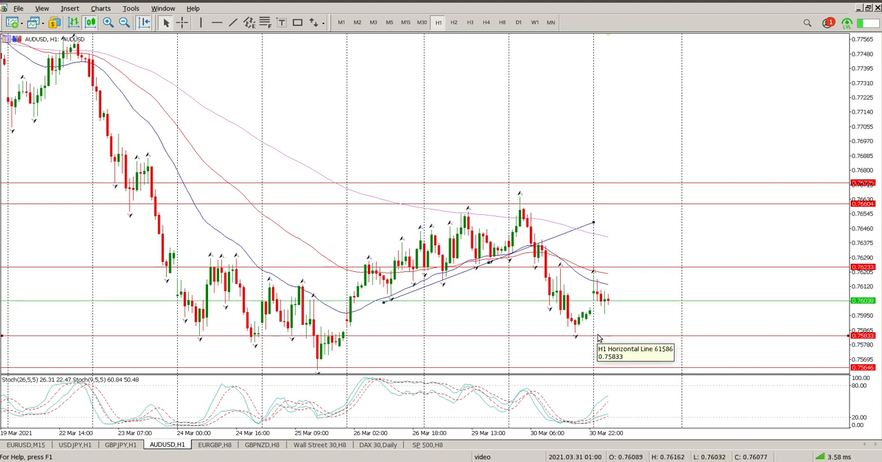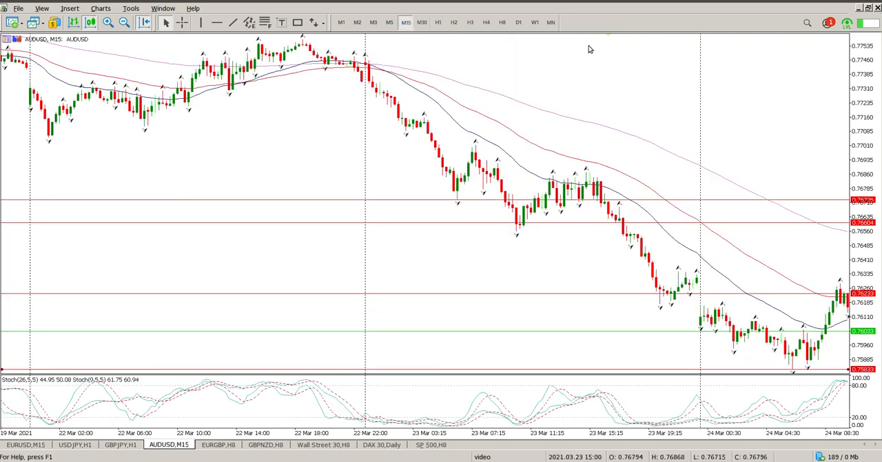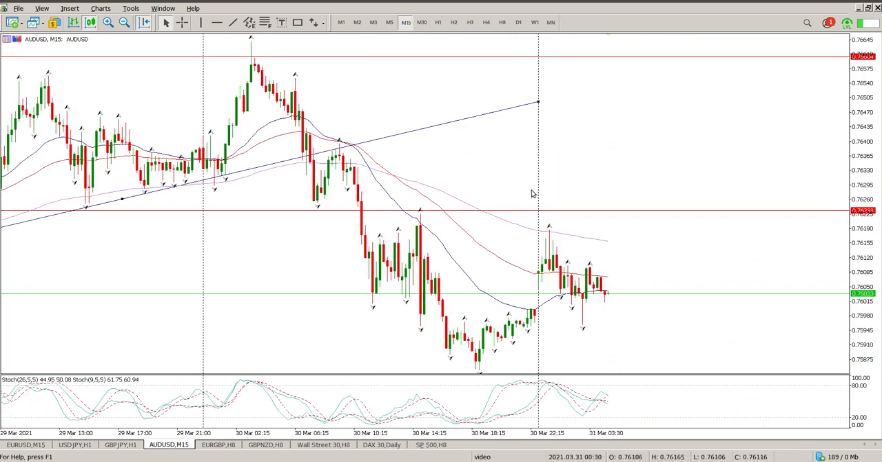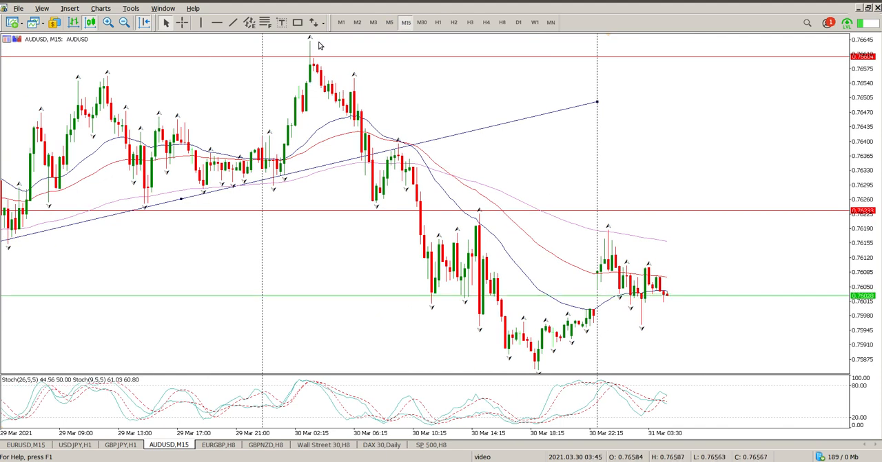That's 0.75833. So at the moment, tails to the upside, tails to the downside. Bit of confusion. We've gapped up a little bit. Trend is down. I would like to see this level tested, 0.76233. If we get it tested, and let's just drop down to 15 minutes so I can show you exactly what you're looking for. You can see there, big tail, red bar.